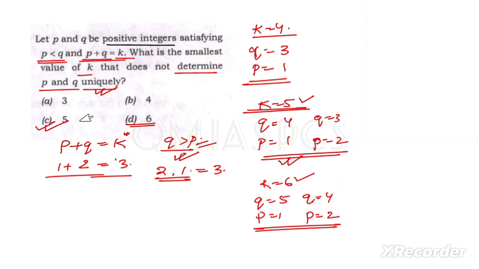So here it is a reverse question. Here they have asked that the answer should not be unique, it should be more than one. Here we are getting a unique value, here also a unique value. But here we are not getting a unique value, and here also not. So we have to choose among both which one is the smallest number. So 5 is the smallest number, so 5 is our answer.